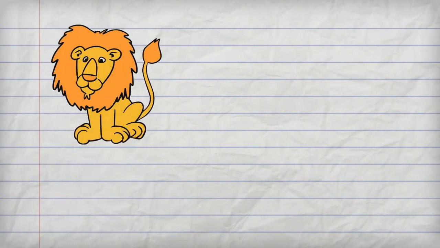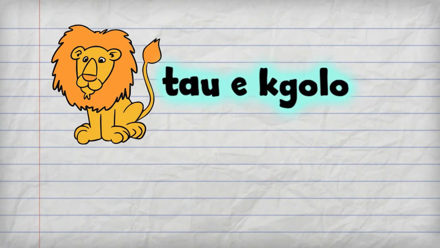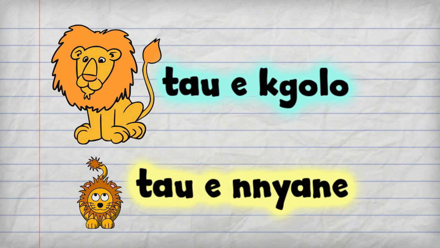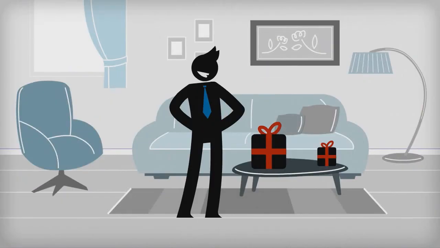Now, to say big lion, we say tau e kholo. Small lion, tau e nyane. And now you can use big and small to describe some animals.